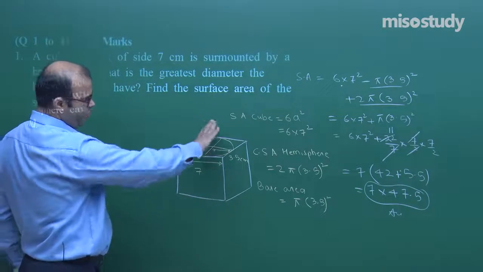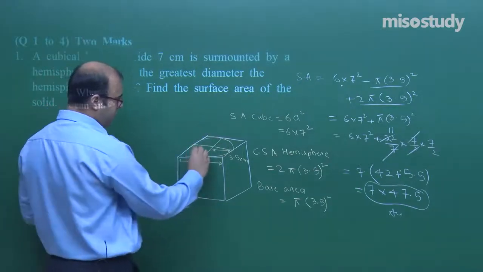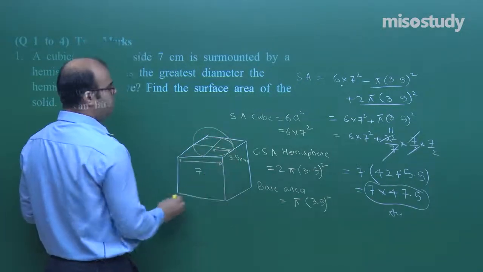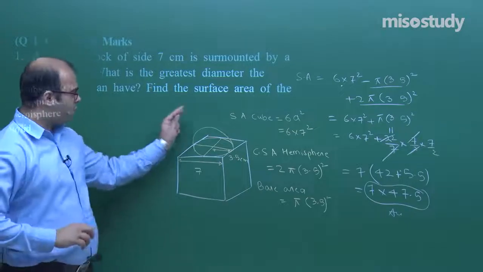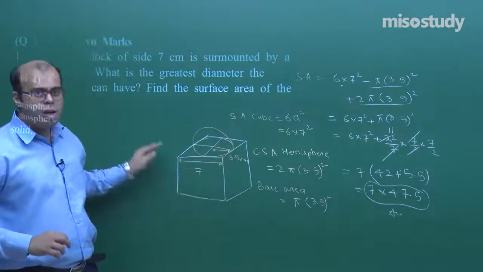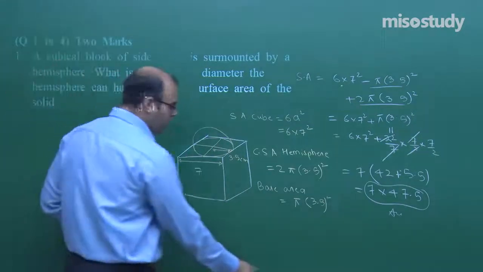There is a hemisphere here. You can understand it like this: there is a hemisphere over here. So the surface area is the surface area of this hemisphere plus the open area of the block.